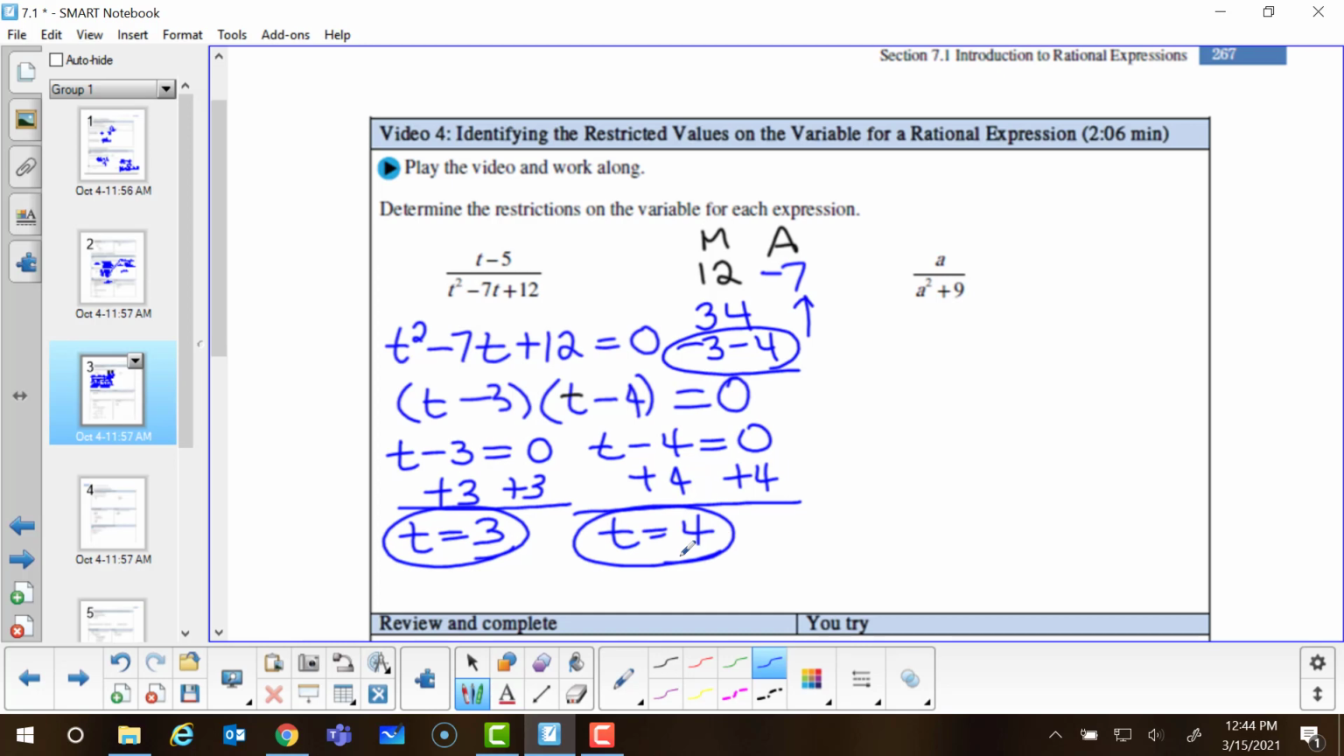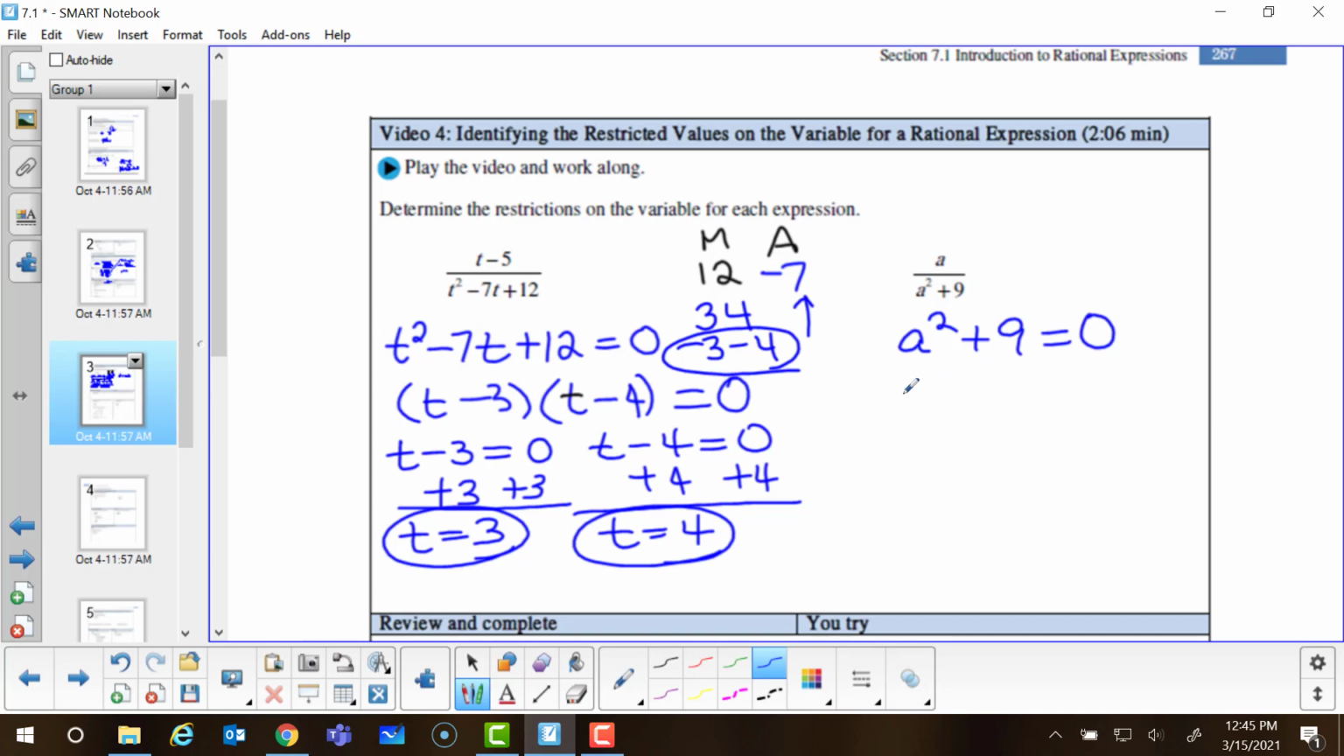So when you have a squared variable, you're going to get 2 numbers for the most part that are going to be restricted values. Okay, on this one, if I have a squared plus 9 equals 0, can you factor a squared plus 9?